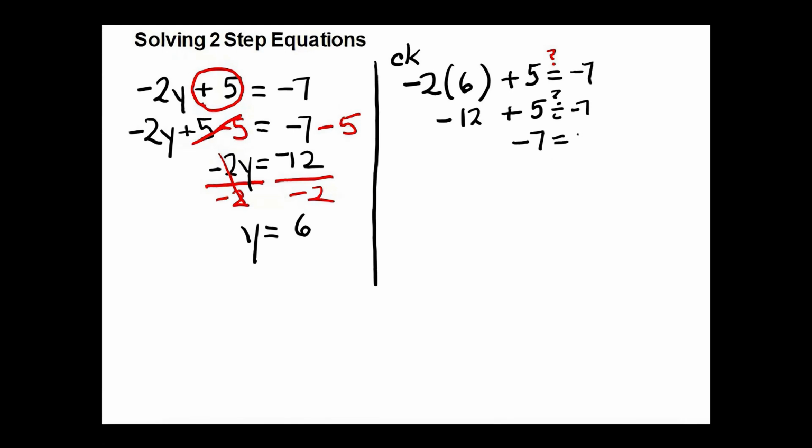And this side was already cleaned up. We did get a true statement, so that means we have the correct answer. 6 is the solution. If we get a false statement here, we have the wrong answer. We should rework the problem.